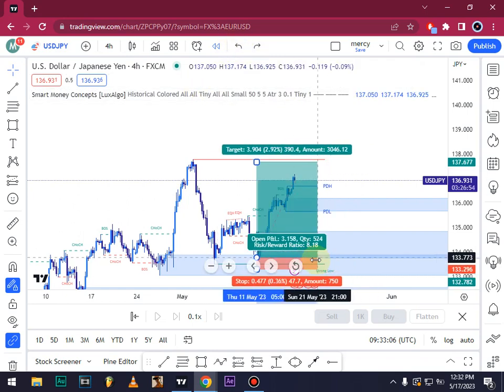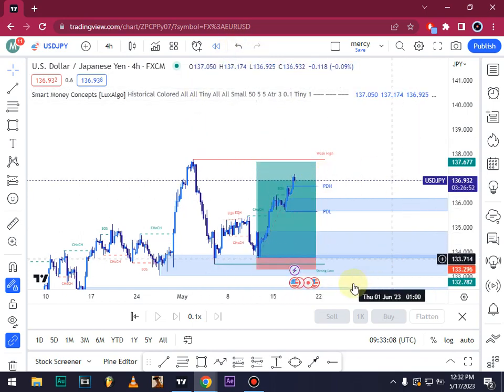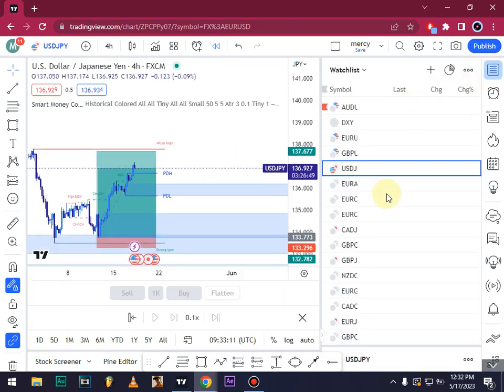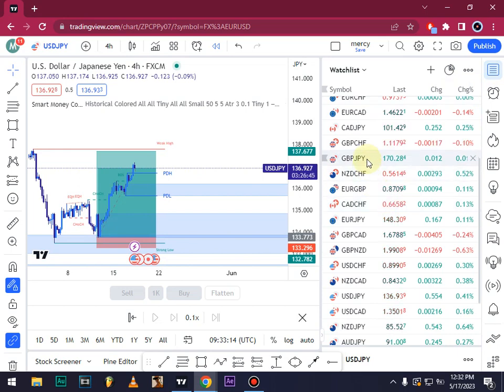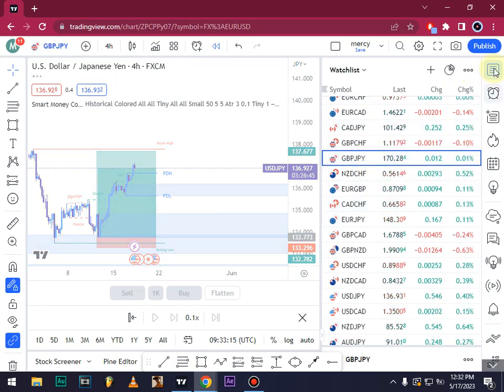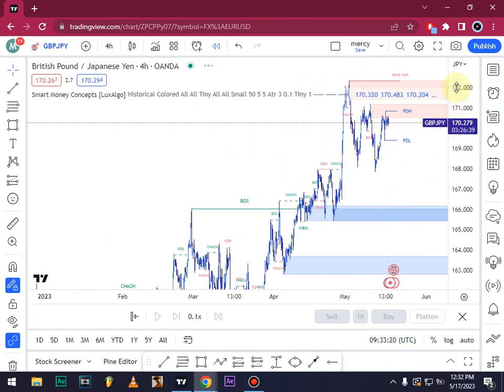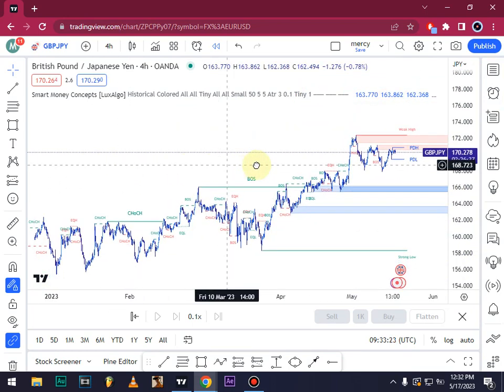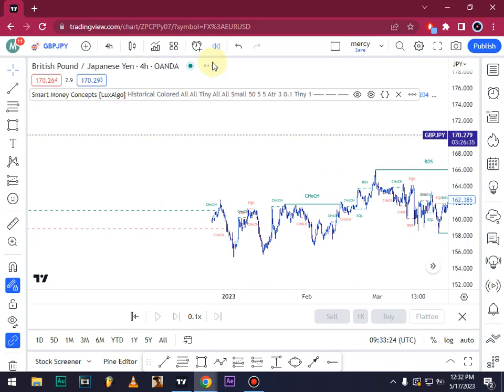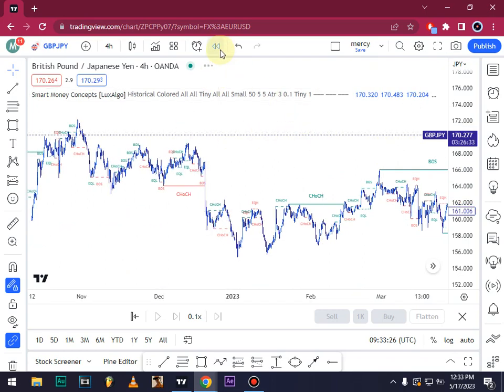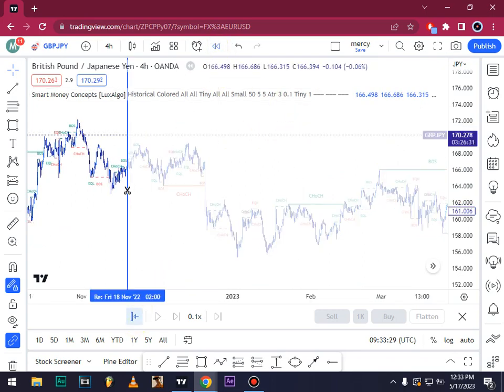Price is almost hitting that. Strong, then it's targeting high. Let's just look for another pair, but this time I have to maybe rewind it more. Let me just go back more. Let's go all the way back. Okay, let's do this.